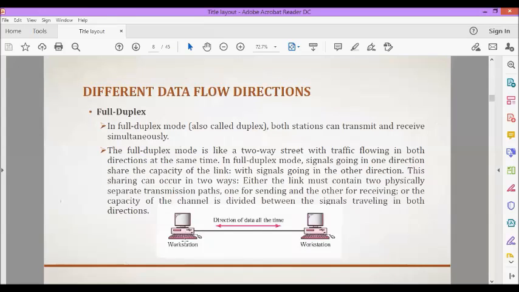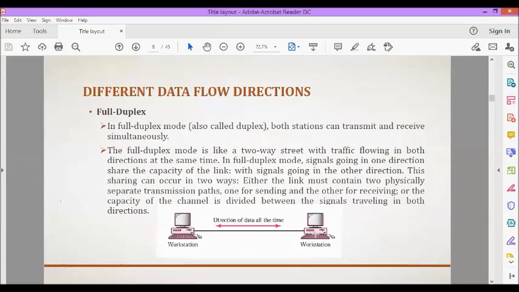So we have a workstation here, with the direction of the data all the time going to another workstation. One common example of full duplex communication is the telephone network. When two people are communicating by a telephone line, both can talk and listen at the same time. The full duplex mode is used when communication in both directions is required all the time. The capacity of the channel, however, must be divided between the two directions.